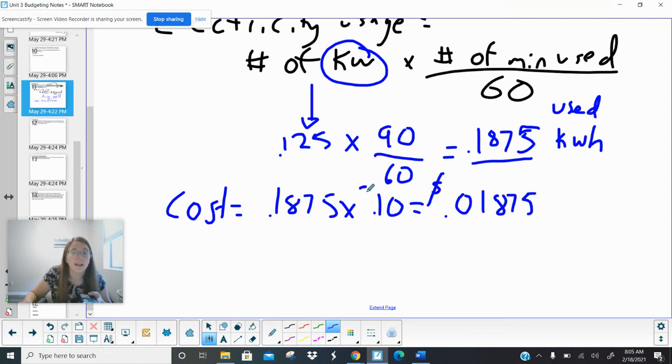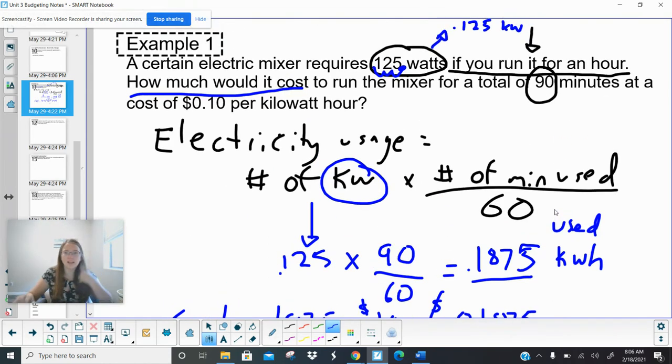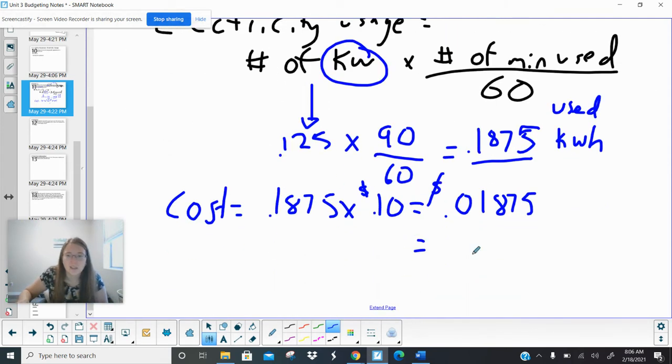This is now money because this 10 cents is money. Now, this means 0.01875. That means this is pennies, right? You ran this appliance for 90 minutes, but it only cost you pennies. That's because it's just a mixer. It doesn't use a lot of electricity. So let's round this off to a set number of pennies. If it's 0.018, what should we round that to? 0.02, we will round it to that, because again, that's how we see money.